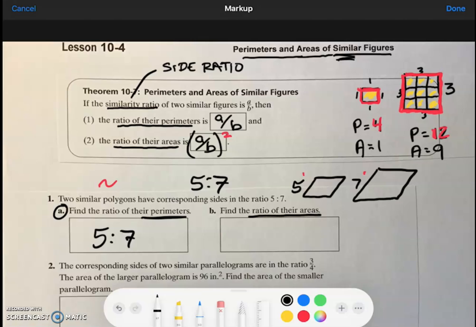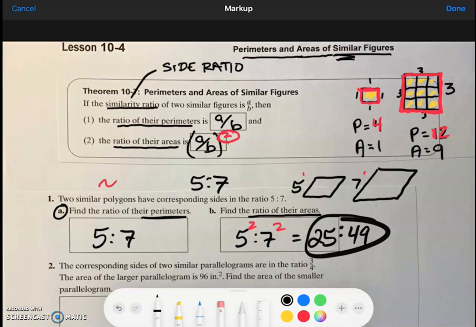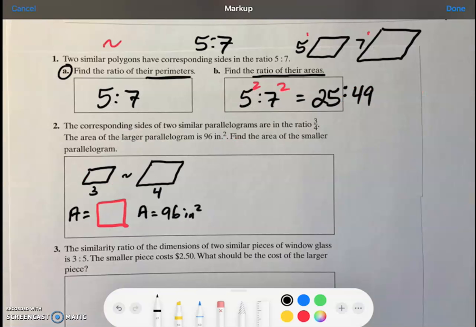Part B, the ratio of the area. It is not going to be 5 to 7. We are going to have to square it. So we're going to square the 5 and square the 7. So the actual ratio of the area is 25 to 49. Okay, number 2, the corresponding sides of two similar parallelograms.